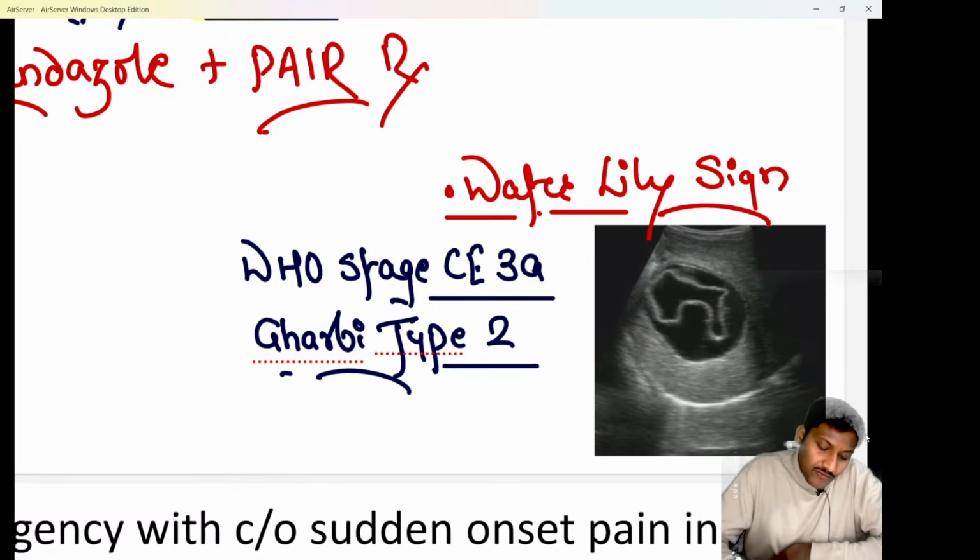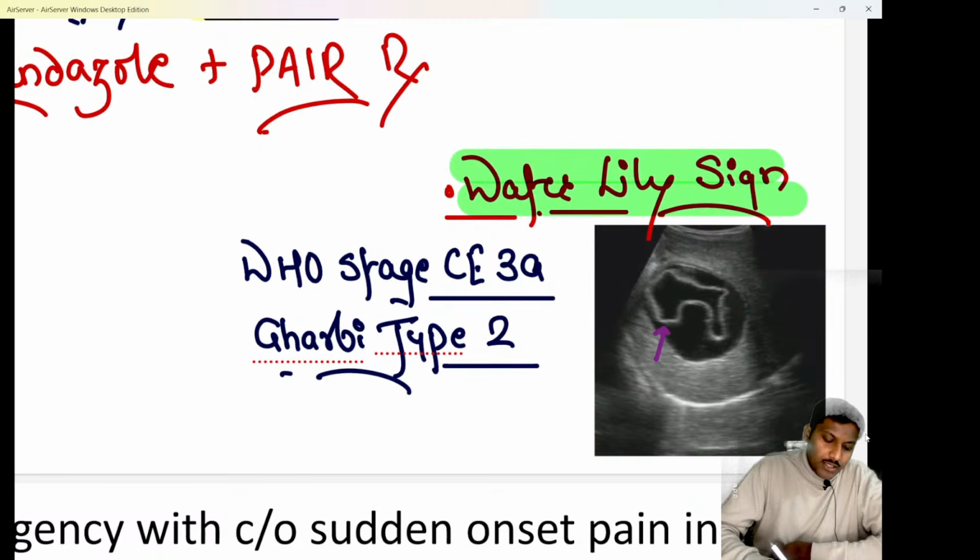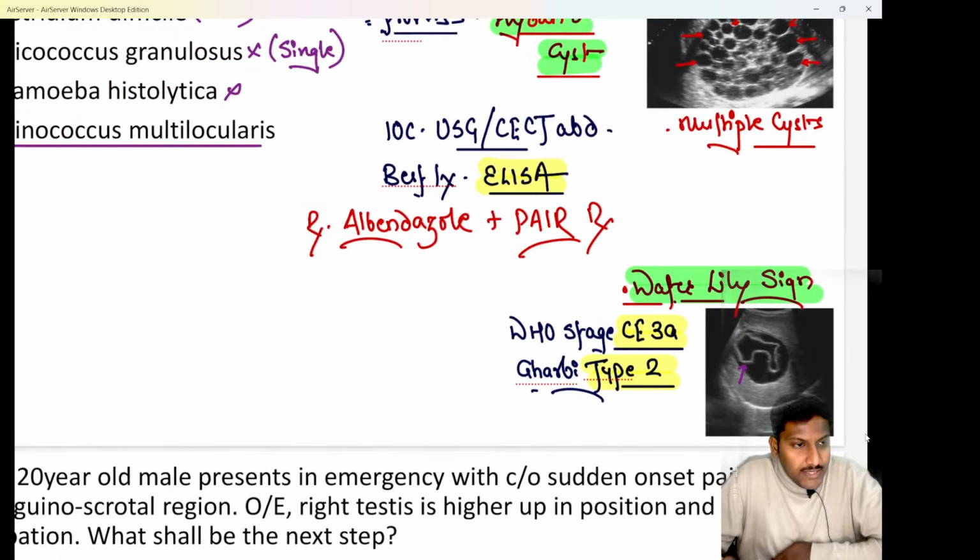Now, if there is a single hydatid cyst, as you are able to see in this picture, and in that hydatid cyst, if you find there is a detached membrane or a floating membrane inside the cyst, we know it gives you a very classical water lily sign or floating water lily sign. So this water lily sign or serpent sign, which is due to the detached membrane, classically comes under the WHO stage CE3A or the Gharbi's classification type 2. It comes under the WHO stage CE3A or the Gharbi's type 2 basically.